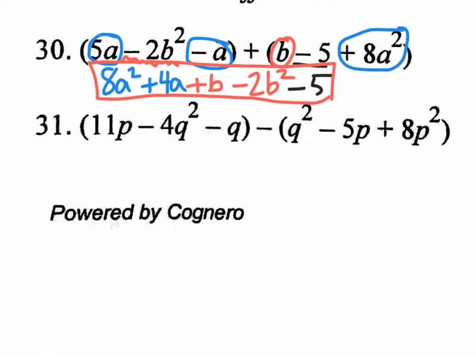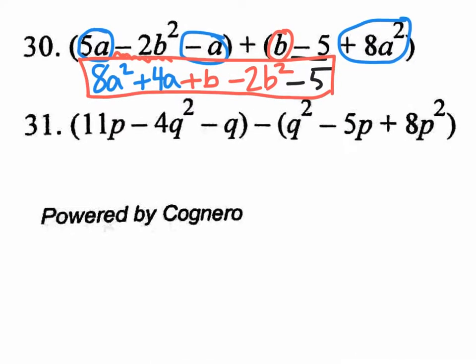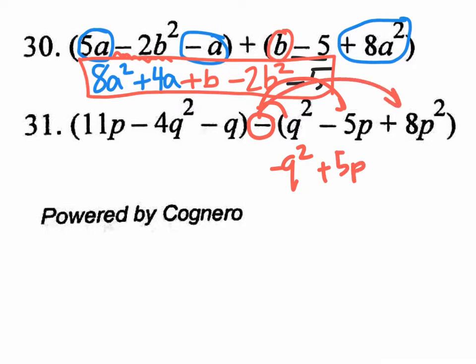Anyways, number 31. This one you do have to distribute the minus sign. The minus sign right in front of the q squared is going to be a negative q squared. The minus sign right in front of the negative 5 is going to be a plus 5, and that one's a p. The minus sign right in front of the positive 8 is going to be a minus 8p squared. Okay, and there's nothing to distribute out here in the front, so I could just rewrite this one down here.